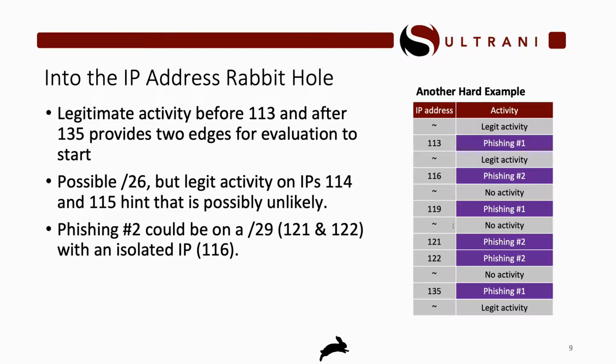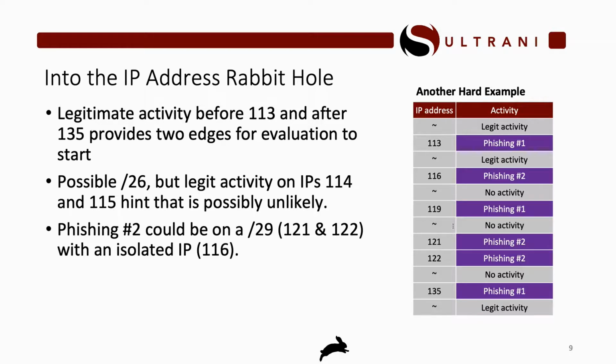They're trying to fish for credentials. That legitimate activity is a negative hint between 113 and 116, but then you see consecutive or near consecutive activity past that. That gives you kind of edges to look at. And speaking of edges, legitimate activity on the other side of 113 and legitimate activity on the other side of 135 gives you kind of an edge to start in. Kind of tells you might have a boundary to look in.